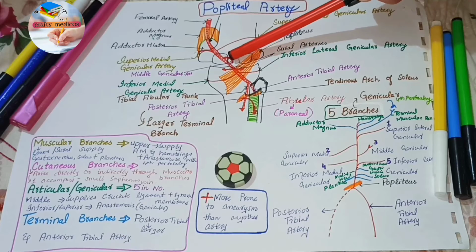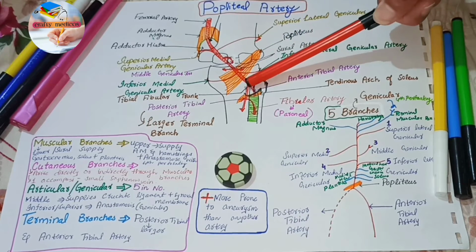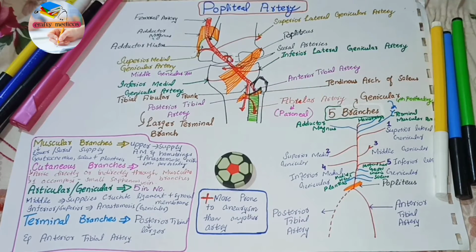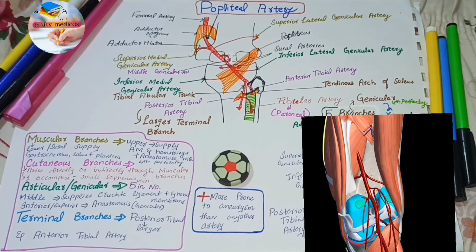In the popliteal fossa, it is the deepest structure. It terminates at the lower border of the popliteus by dividing into the anterior tibial artery and posterior tibial artery. Let's discuss about the branches given off by the popliteal artery.